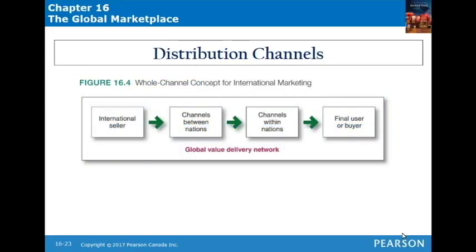Distribution channels. Figure 16.4, whole channel concept for international marketing. International seller, and there's an arrow going right, channels between nations, another arrow, channels within nations, and final user or buyer at the last. And this is the global value delivery network.